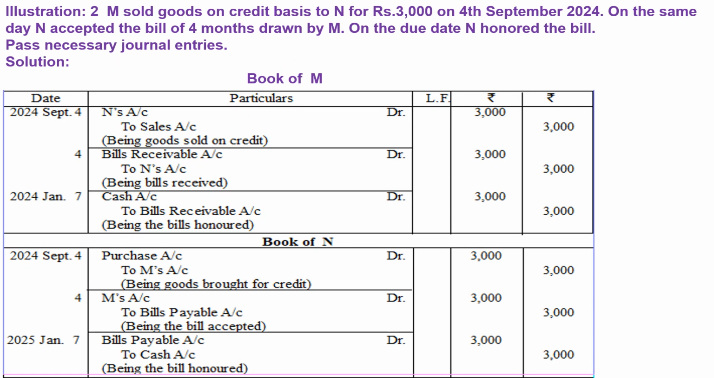Illustration 2. M sold goods on credit basis to N for 3,000 rupees on the 4th of September 2024. On the same day, N accepted the bill of 4 months drawn by M. On the due date, N honored the bill. Pass necessary journal entries. Solution is presented here.